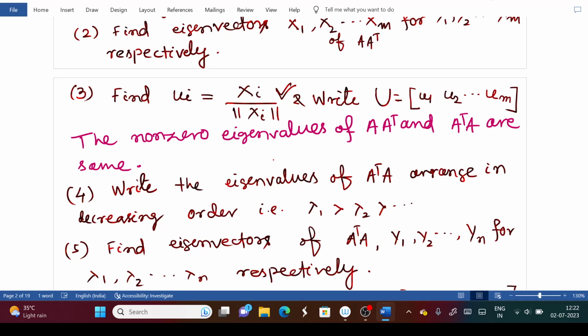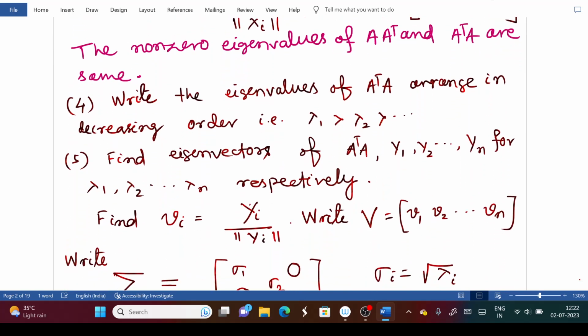Then we will find out the corresponding eigenvectors y1, y2, y3 and so on up to yn for the matrix A transpose A. Then we will normalize the eigenvectors of A transpose A to get Vi. So now V is equal to V1, V2, V3 such that V1 corresponds to the largest eigenvalue, V2 corresponds to the second largest eigenvalue, likewise Vn represents the smallest eigenvalue. So I got the matrix V.